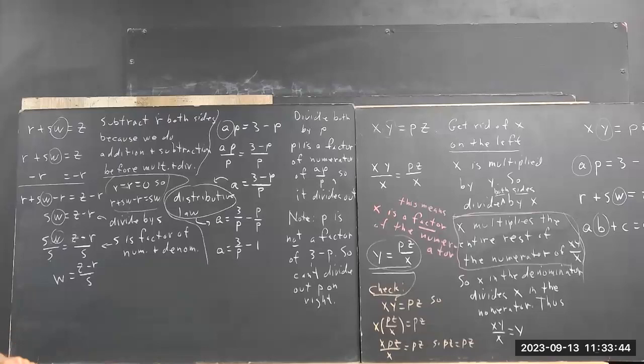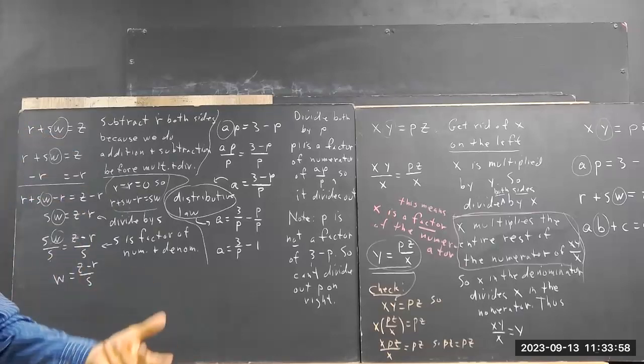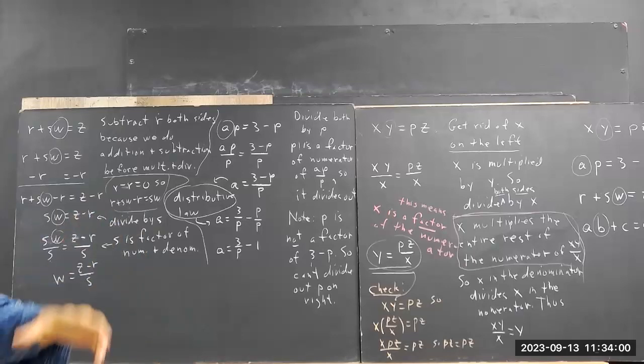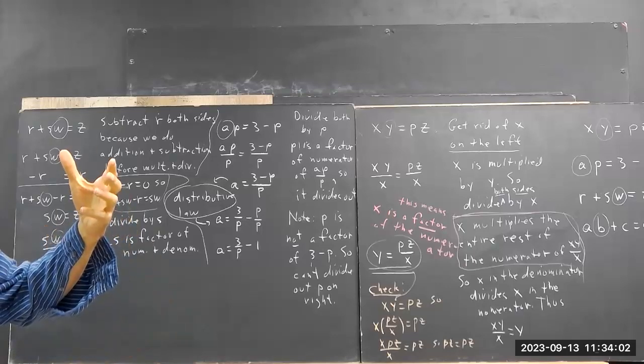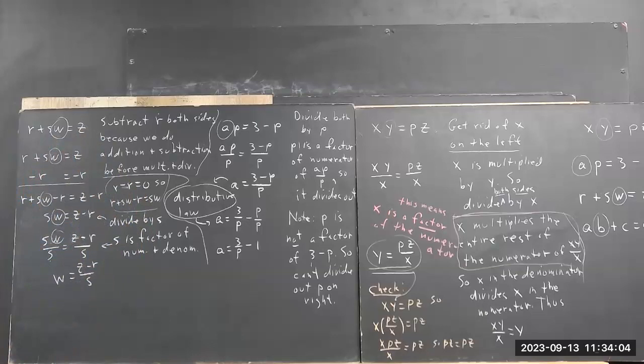Now the flow of the problem, and the reason for it, is we pick on R because it's added to an expression of W. Subtract it from both sides. We don't divide by S first, because we can subtract something from both sides or add something to both sides. Don't do any divisions until you've done your additions and subtractions.